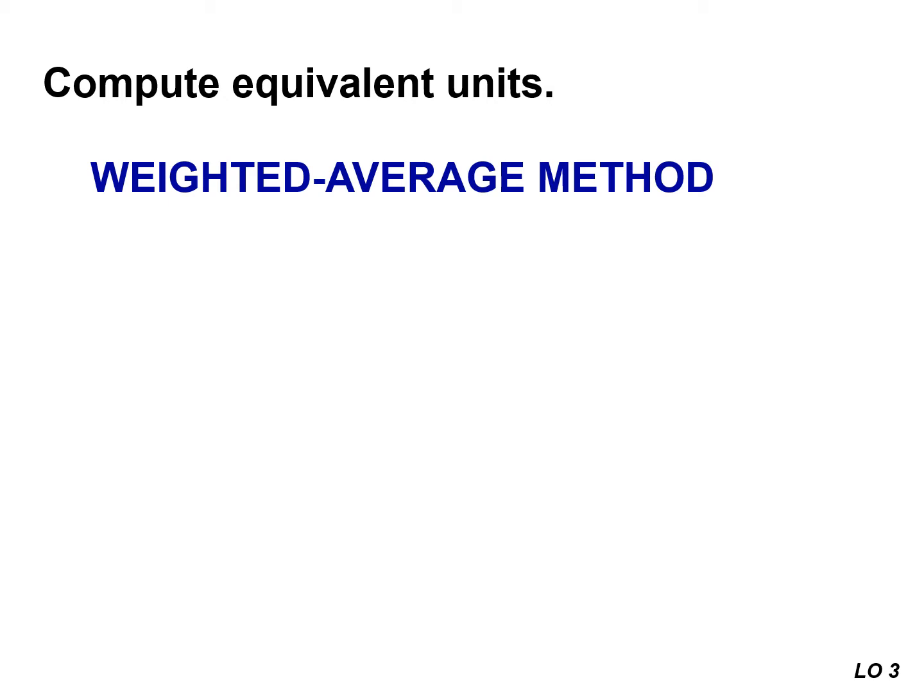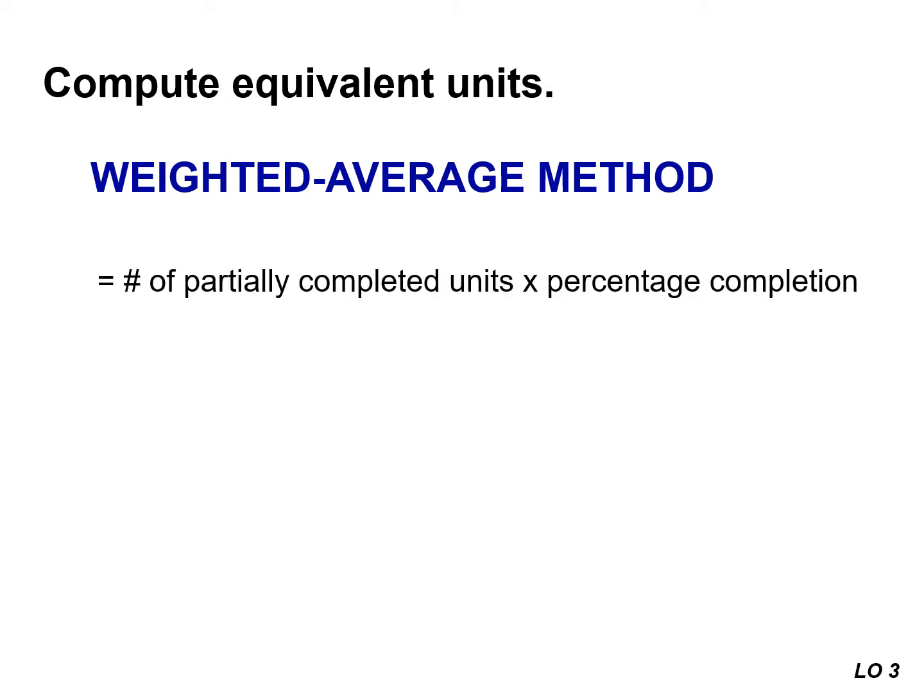Using the weighted average method, the partially completed units in the ending work in process inventory are converted into an equivalent number of fully completed units using the following formula: the number of partially completed units multiplied by the percentage complete. We'll discuss this concept in detail in this module.